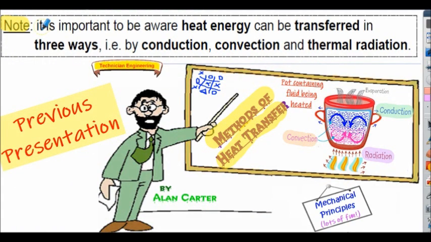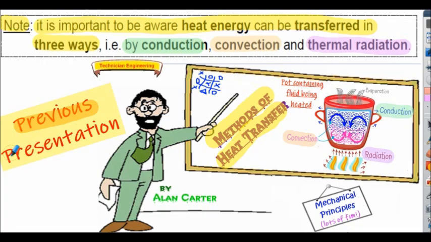For your reference, it's important to be aware that heat energy can be transferred in 3 different ways: by conduction, convection, and thermal radiation. There's a previous presentation related to methods of heat transfer for your reference.